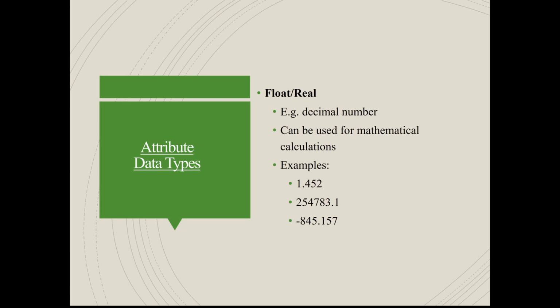The float, or real data type, holds a decimal number, such as the number 1.452, the number 254,783.1, or the number -845.157. Like the integer data type, the float or real data type can be used for mathematical calculations. No rounding or truncation will take place when using float or real numbers, depending on the number of significant digits you specify.